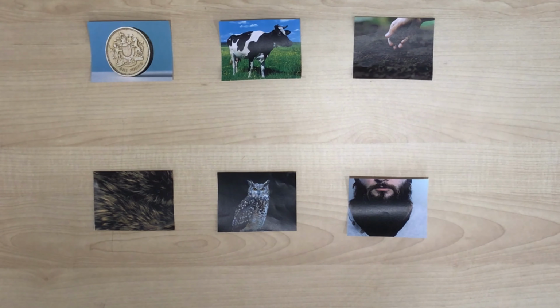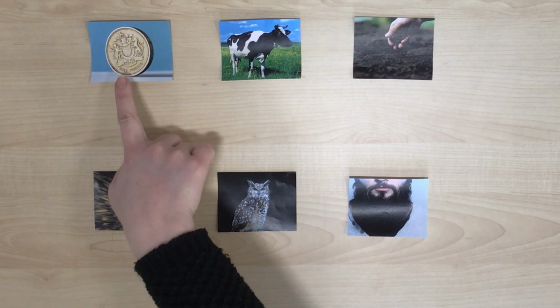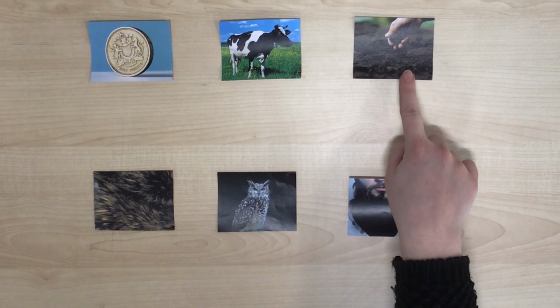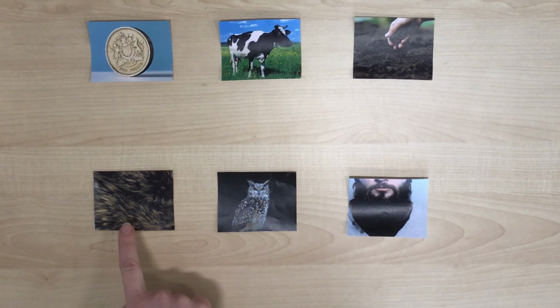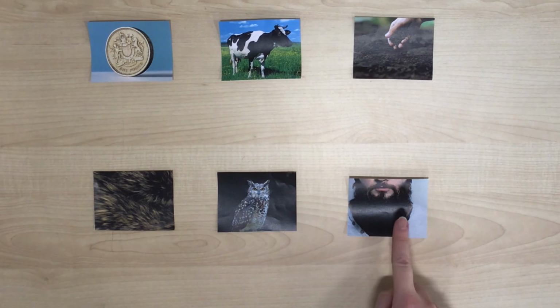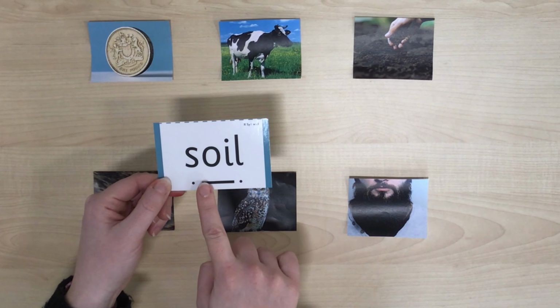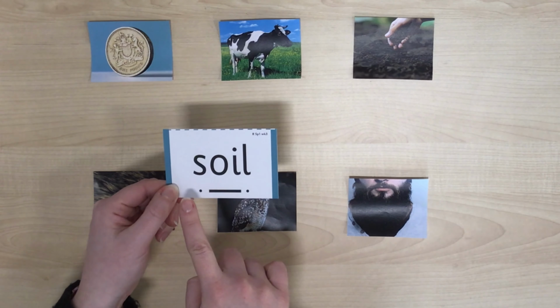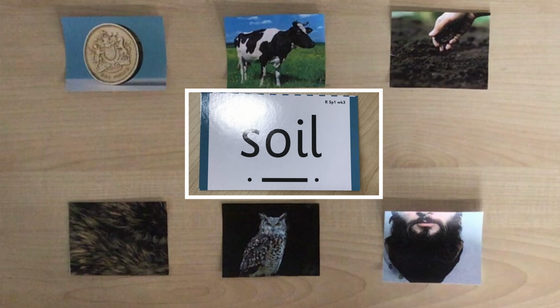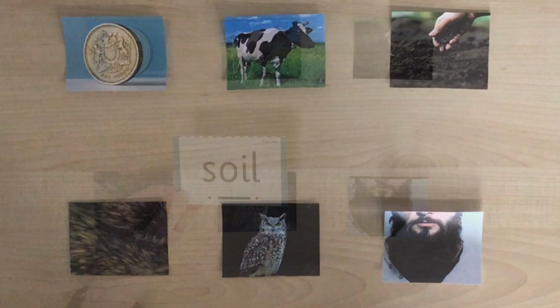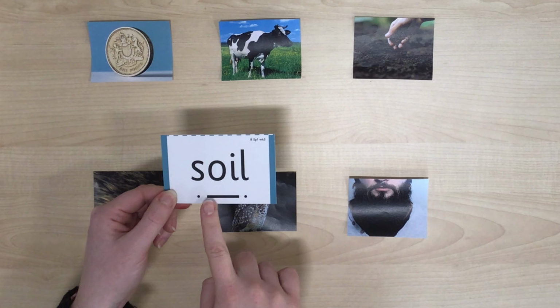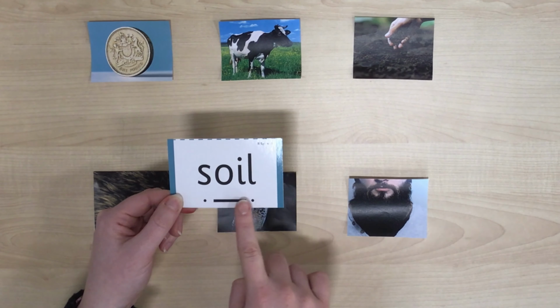Let's play match the word to the pictures. Let's check our pictures. We have a coin, a cow, some soil, some fur, owl, and a man with a beard. Okay, let's go. S-O-I-L. You try. Have a go at blending the phonemes together to read the word, then point to the picture that matches. Pause here if you need more time. S-O-I-L. Soil.